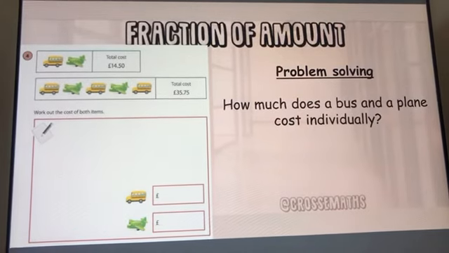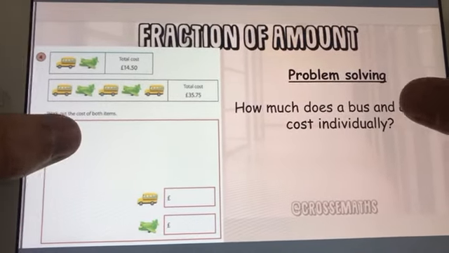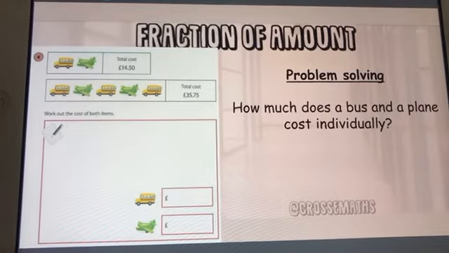Right, a bit of problem solving now, guys. Have a look at the one on the right hand side. You need to work out how much a bus and a plane cost individually. Okay, bit of problem solving from one of the reasoning papers. Have a look how much they cost individually.